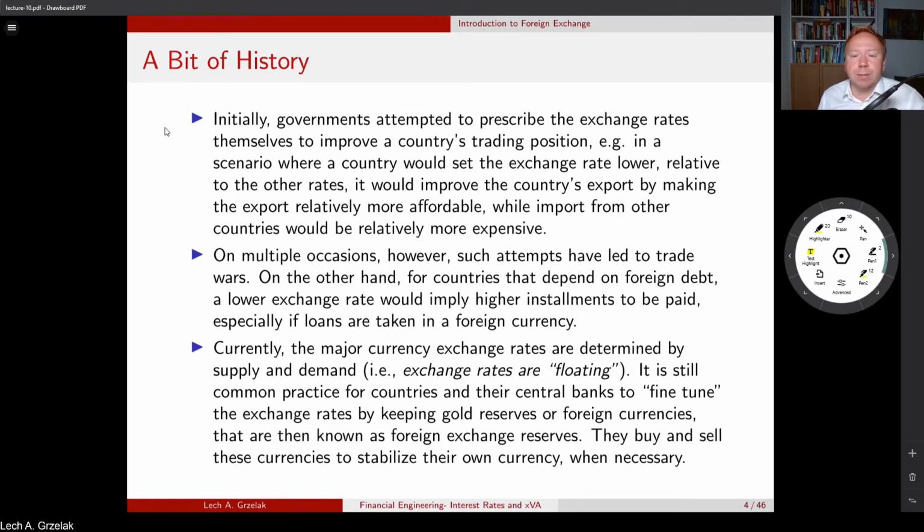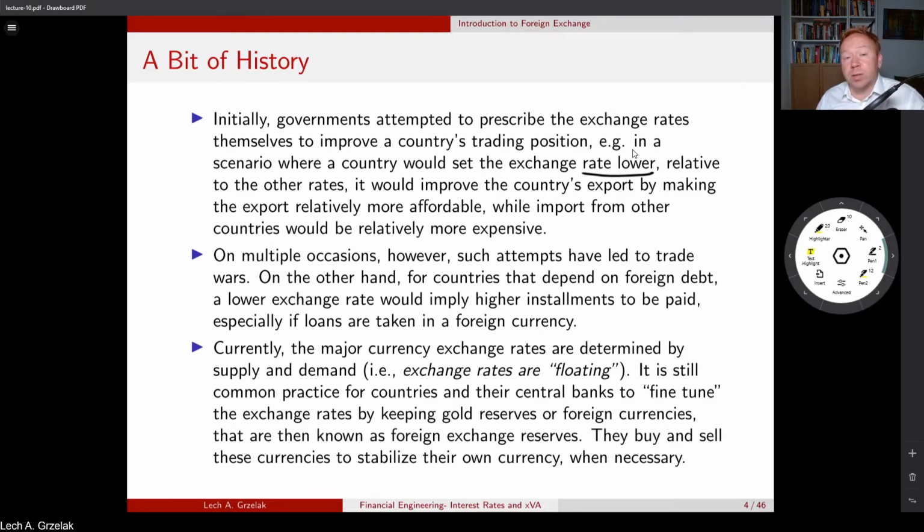So initially governments attempted to prescribe an exchange rate, after removing from the gold standard, to improve a country's trading position. This means that once there was no gold standard, countries could weaken or strengthen their currency. Of course, every country would like to weaken their currency. The main driver is that countries would like to improve their production. If there is a lot of export happening, this means there are a lot of jobs. So of course, a country benefits if the currency is weaker.